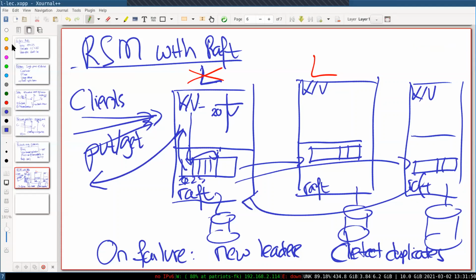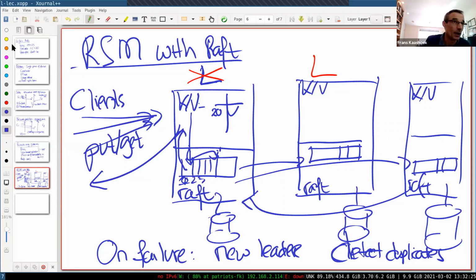When is the log entry being executed in the KV storage? Once it's committed by Raft. So once Raft has decided that enough replicas have received it, and there's no way possible that one has to back out of that operation, then it's handed out to the key value server. As soon as the leader knows that the operation is committed, it can hand it off to its key value server.